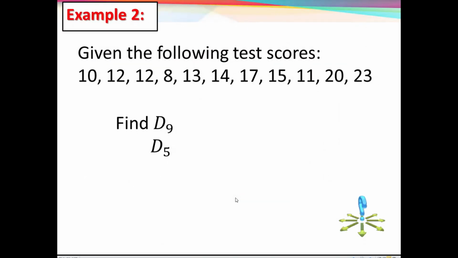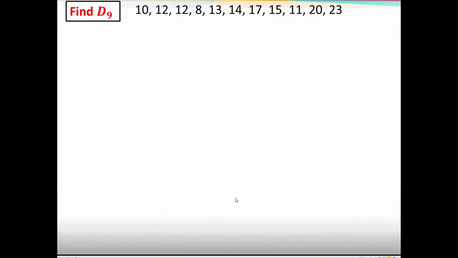Example number 2. Given the following test scores: 10, 12, 12, 8, 13, 14, 17, 15, 11, 20, 23, find D sub 9, D sub 5. So let's first find D sub 9. We have the data copied from the original example. The first step is to arrange these numbers in ascending order mula sa pinakamababa hanggang sa pinakamataas. Doing so, we have 8, 10, 11, 12, 12, 13, 14, 15, 17, 20, and 23.